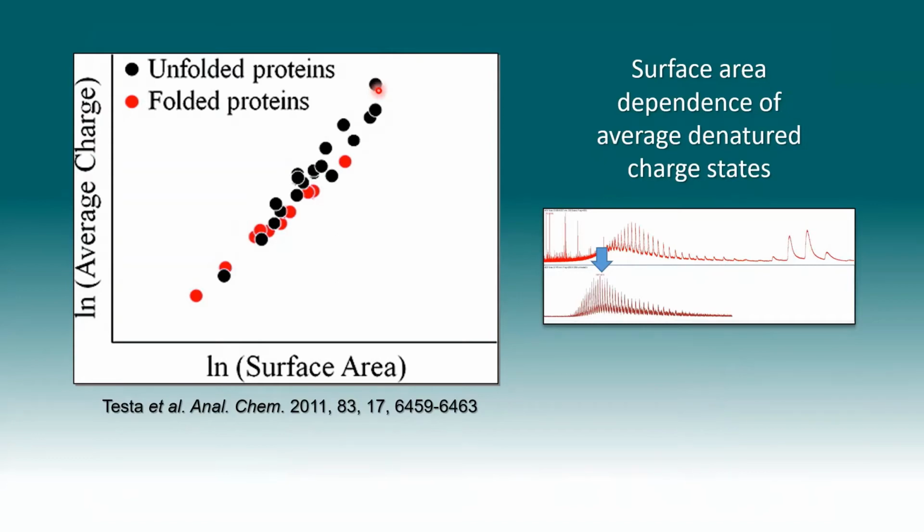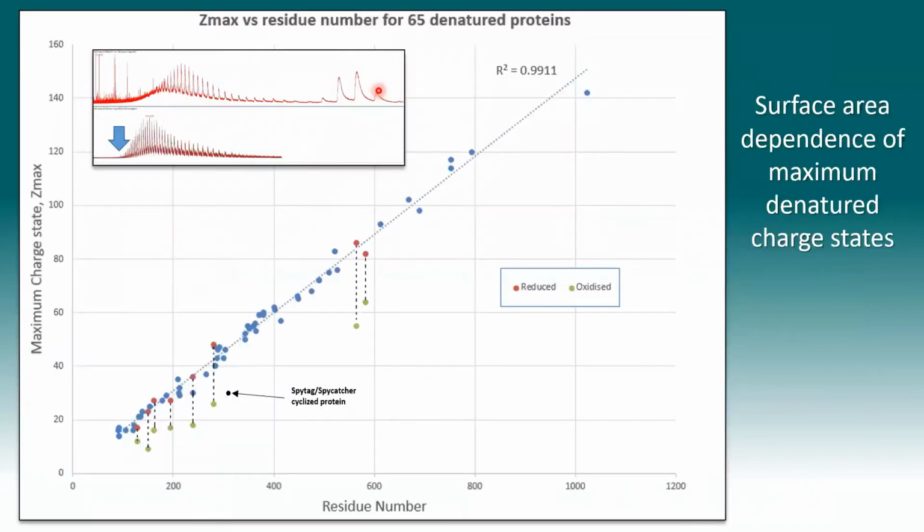We did a slightly different experiment. What we did is we took 65 denatured proteins and we measured the maximum charge state here, and we plotted this against the residue number for these proteins. And what you can see is there is almost a perfect straight line relationship with these.